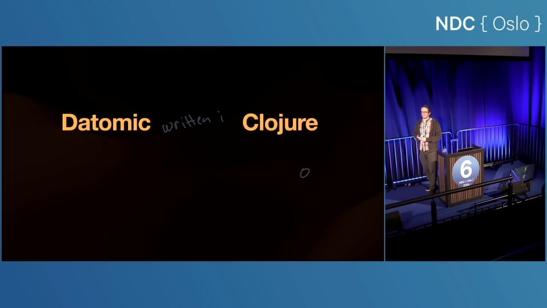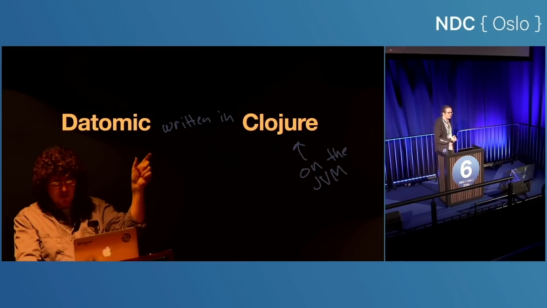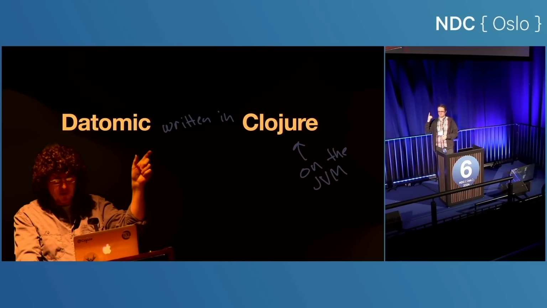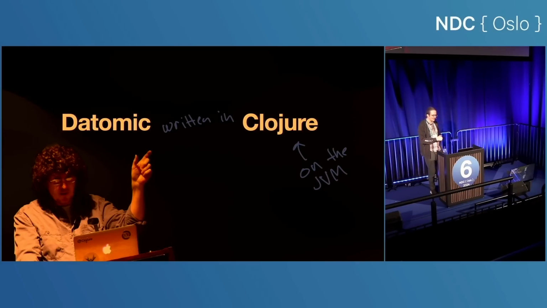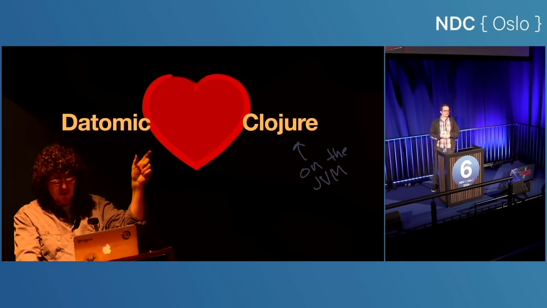So Datomic was written in Clojure, which is a data-centric functional language on the JVM, by this guy, Rich Hickey. And he wrote Datomic, the database, and he wrote Clojure, the language. So while all languages can use Datomic, there is little doubt that Datomic and Clojure are best buds. They go together like they had sprung from the same mind or something.